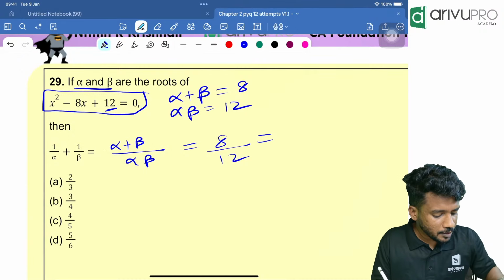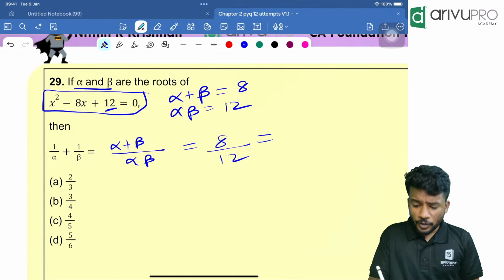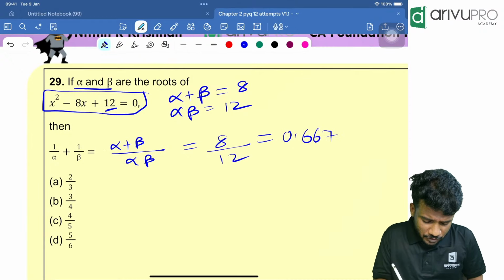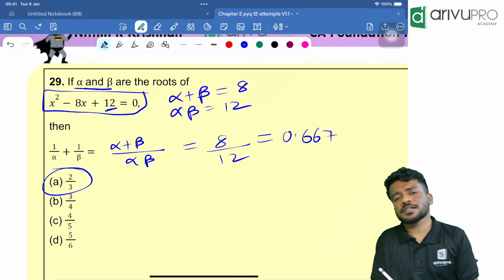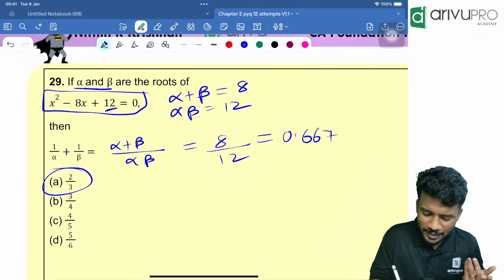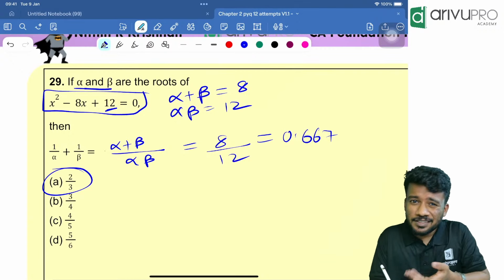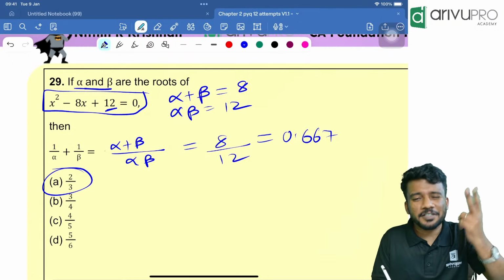8 divided by 12. Yes. So you got it as how much? 0.667. So which option is giving you 0.667? That is nothing but option A, which gives 2 by 3. Or you will cancel with 4, right? If you cancel with 4, you will get 2 in the numerator, 3 in the denominator.